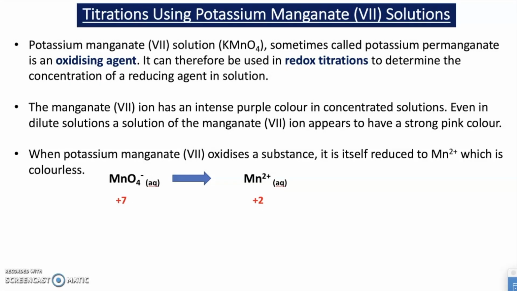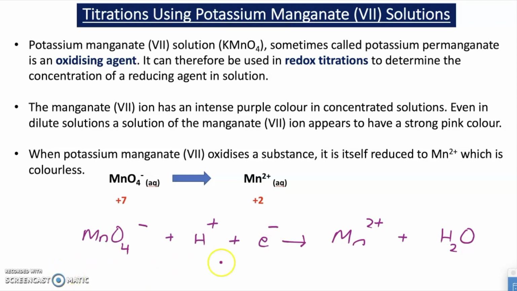Now, some teachers recommend you learn the half equation for manganate ions being reduced to Mn2+, but I feel you have so much to learn, it's much better to be able to work them out. So MnO4 1- will go to Mn2+ when it's reduced, and you have to remember that the other product is water, H2O. When the manganate ion is reduced, it gains H plus and it gains electrons. So I'm going to write these in now.